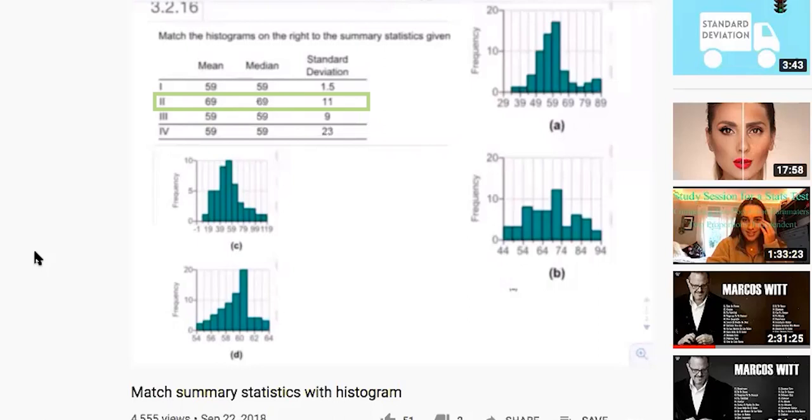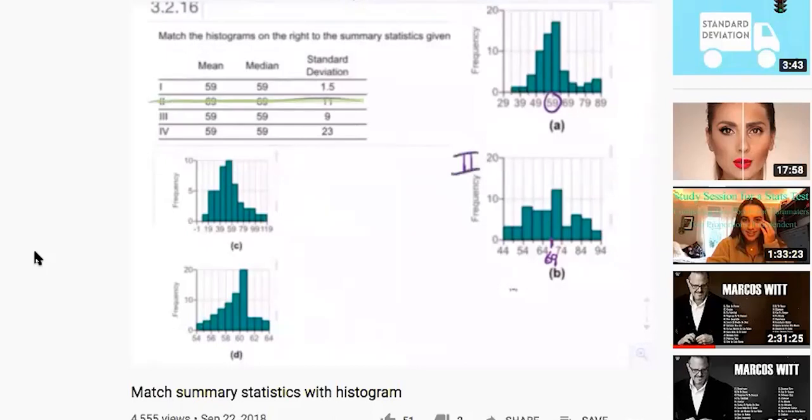So if we look at the first part, let's look at graph A. Graph A seems to be centered around 59, so that's not going to be the second summary statistics. Let's look at B. B seems to be centered around here. It's sort of the middle of everything, and that's 69. Okay, so that's going to be summary statistics 2. So we can put a 2 here. We're done with that one.